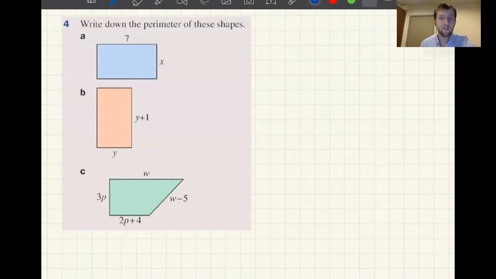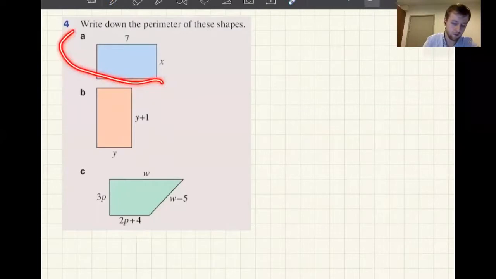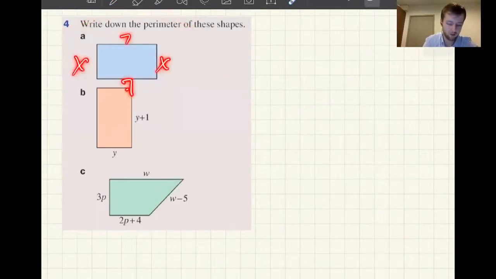You have 7x, and this is obviously a rectangle. If you look at A, this is obviously a rectangle. 7x, this is also x, this is also 7. And the way we find the perimeter is we just add both sides.